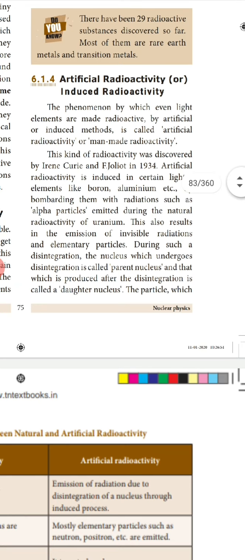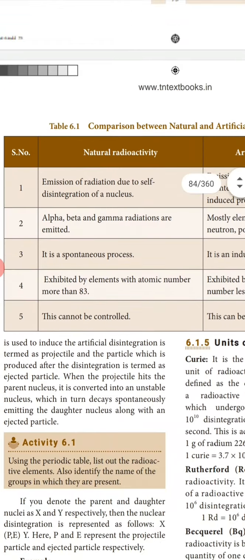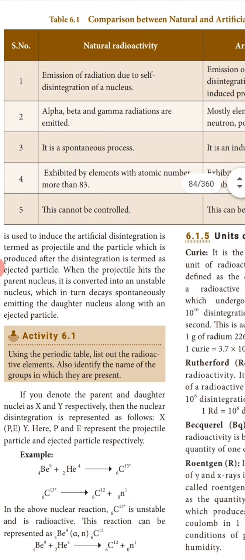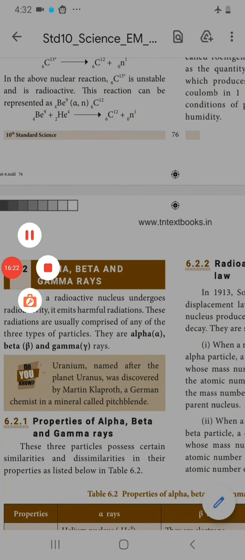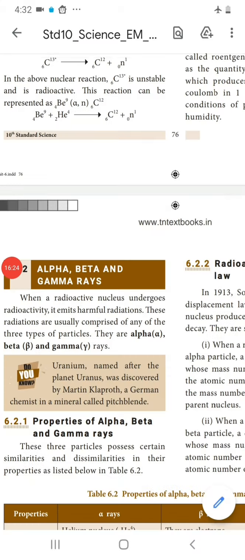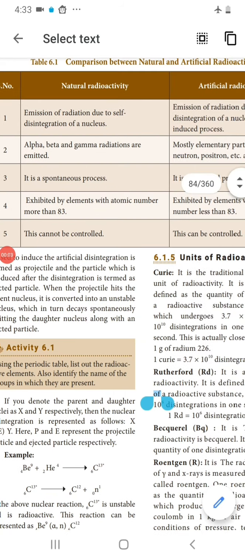Daughter nucleus, a parent nucleus and daughter nucleus. The particle which is used to induce artificial disintegration. So understood natural radioactivity and artificial radioactivity.